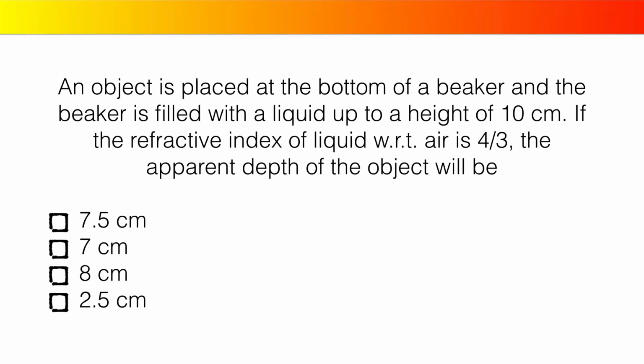An object is placed at the bottom of the beaker and the beaker is filled with the liquid up to the height of 10 cm. If the refractive index of the liquid with respect to air is 4 by 3, the apparent depth of the object will be 7.5 cm, 7 cm, 8 cm, 2.5 cm.